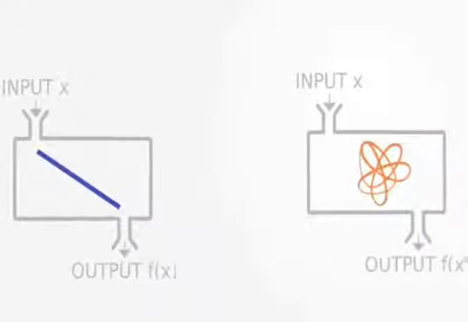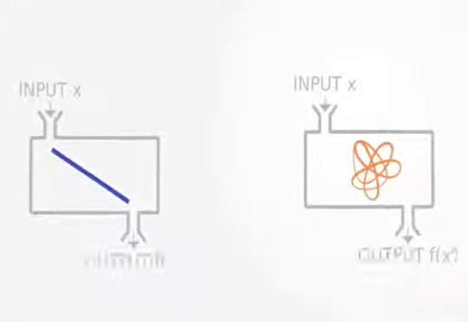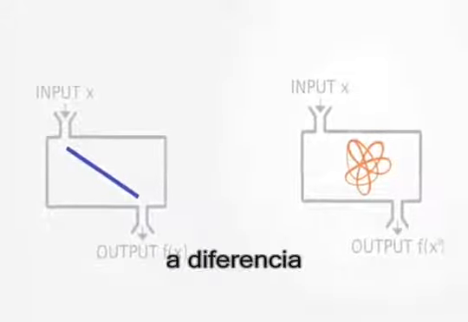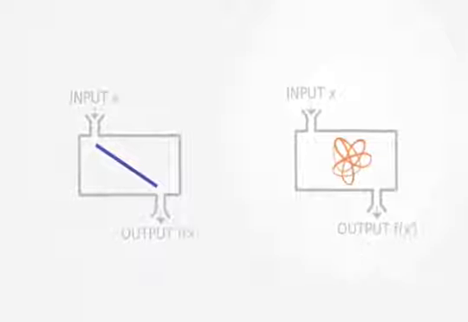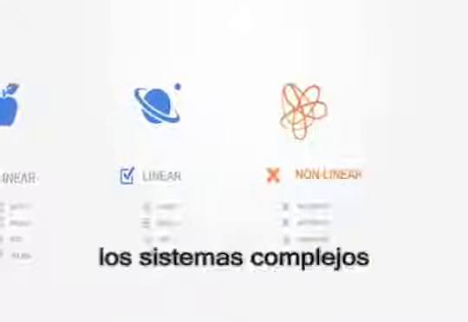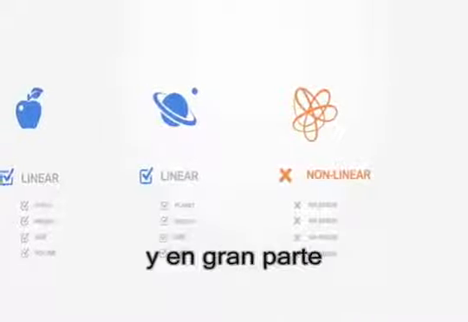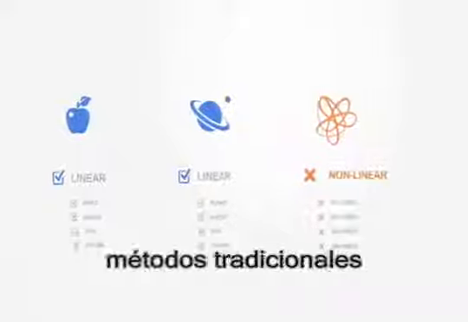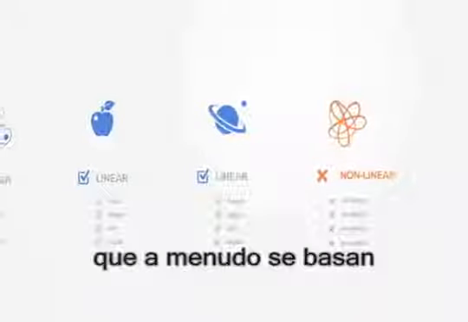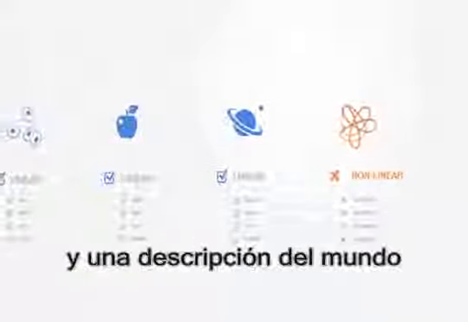The point to take away from this illustration is that complex systems are what is called non-linear, meaning unlike our original example with the billiard ball, cause and effect are no longer directly related. It is due to the fact that complex systems are non-linear and largely defined by their connections that make them unamenable to our traditional scientific methods of analysis that often rely upon linear models and a component-based description of the world.